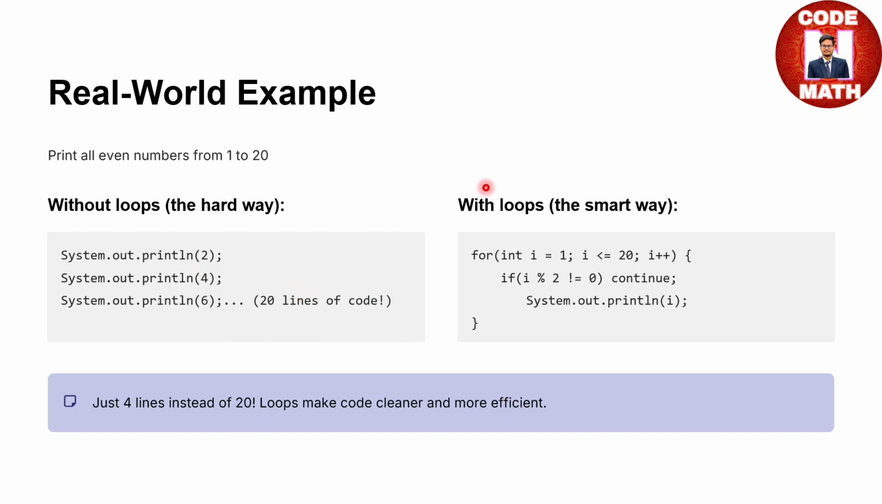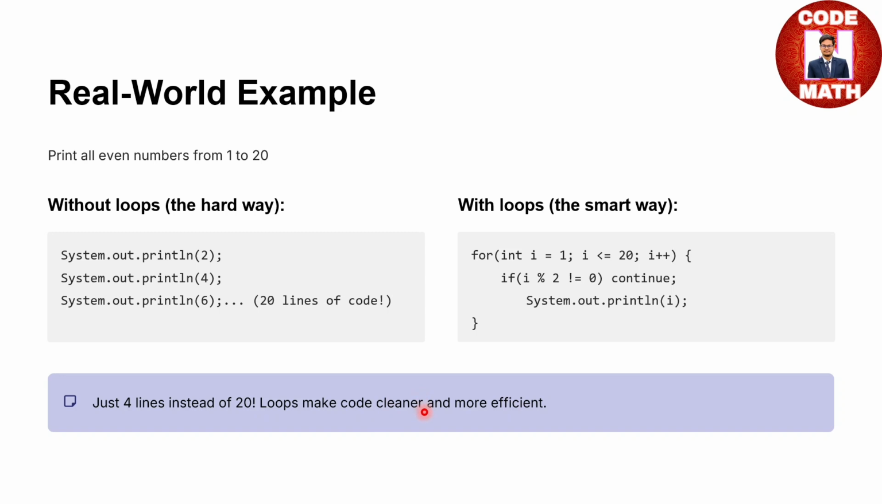Okay, so when we want to print this, then we are smart, we can use the loop, and inside the loop we will check the condition of an even number to be printed. So here the code is only 4 lines, and the other code would be up to 20 lines also. So just 4 lines instead of 20, means loops make code cleaner as well as efficient.